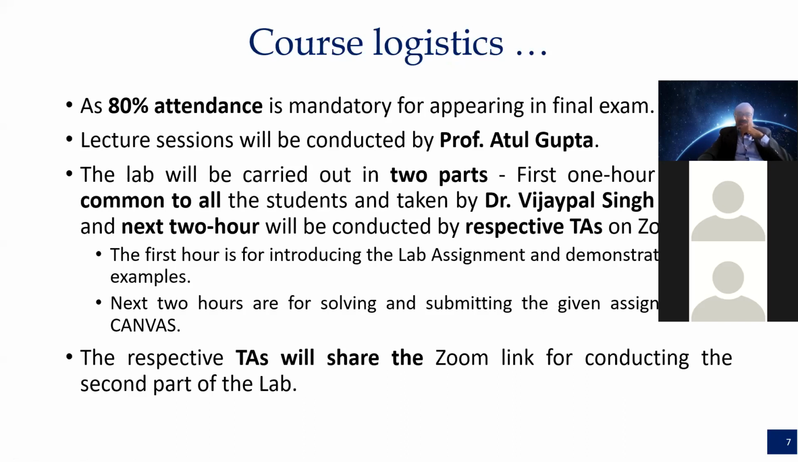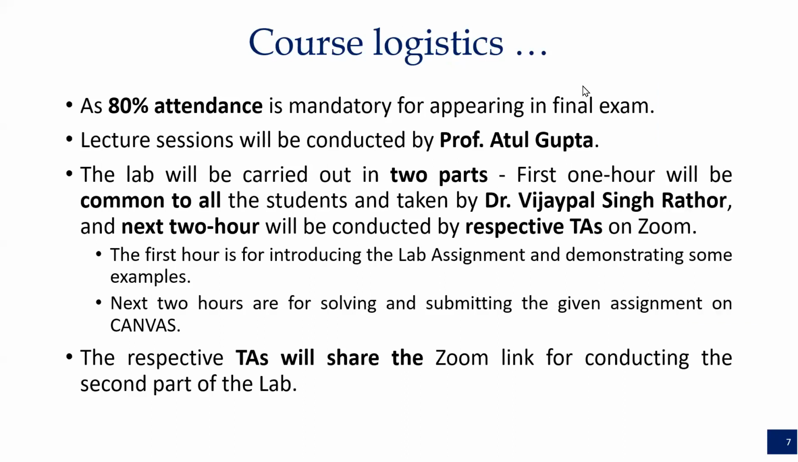A more important course logistic is that 80% attendance is mandatory for appearing in the final exam and clearing this course. So I think this sounds like a constraint, right? And I don't think students like to have constraints, to have something forced on them, 80%. So what if I don't attend?